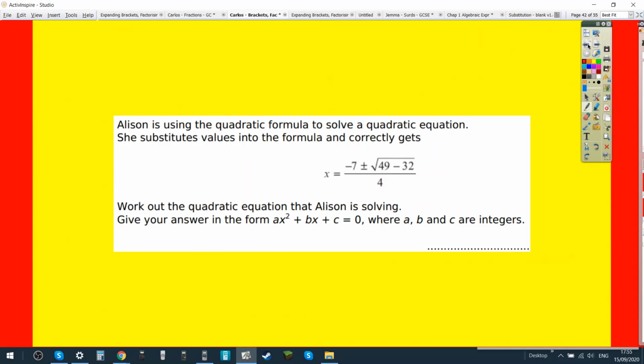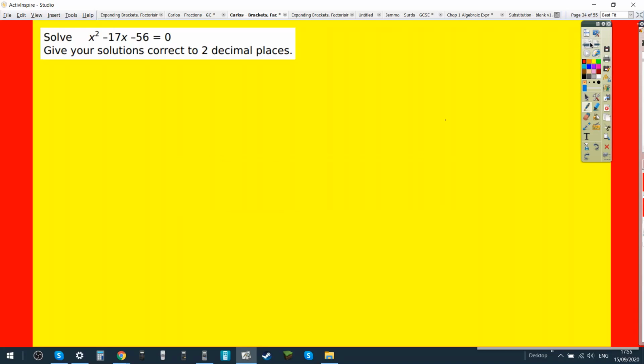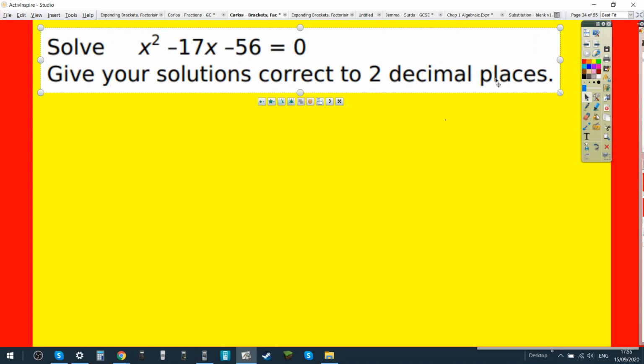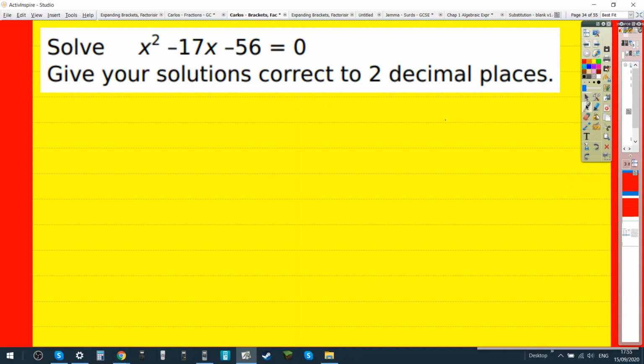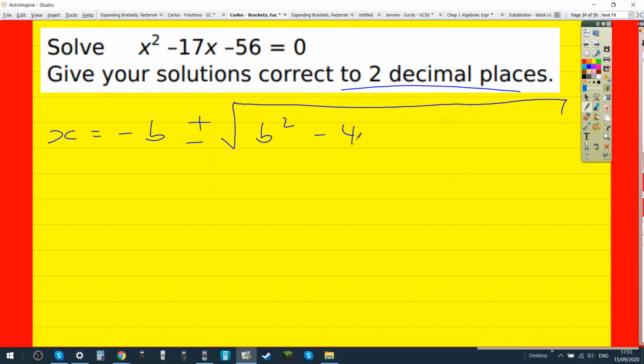Let's see. I'll do that in a sec. And so let me go back to the one I skipped. Yeah. And so let's try this one. We don't factorize it because they say 2 decimal places, so it's the formula. Okay, how about this one?